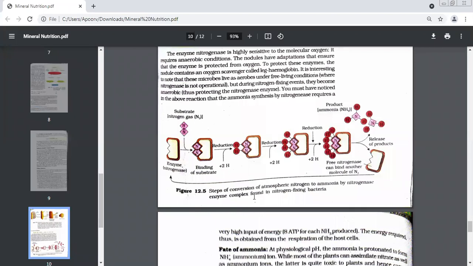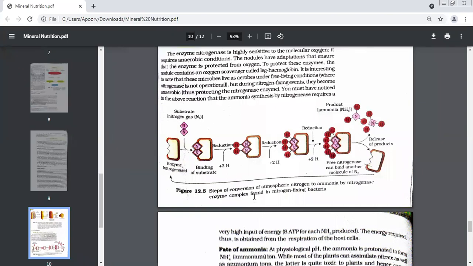This enzyme is very sensitive to molecular oxygen. It does not want oxygen. It does not act when oxygen is present. You can imagine it like this: it is very friendly to nitrogen. It has an affinity for nitrogen. It will go and find nitrogen wherever it is and convert it into ammonia. But it is very sensitive to oxygen.